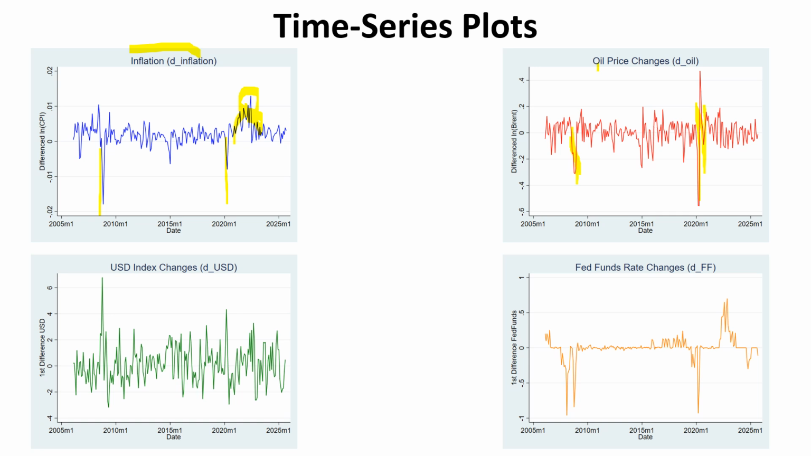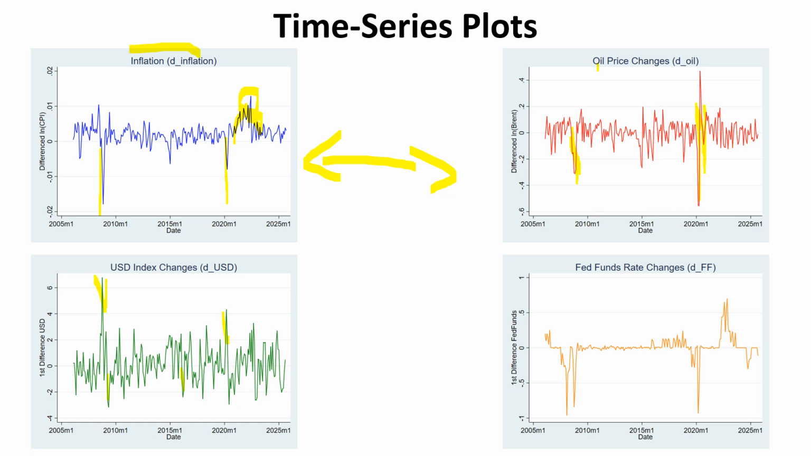So basically you can contemplate that oil and inflation are behaving in a similar trend, or they may be co-moving, these two variables. Now we talk about the USD index change. There are other changes in it, but these are maybe not collinear with inflation. Yes, they are somewhat aligned as well.